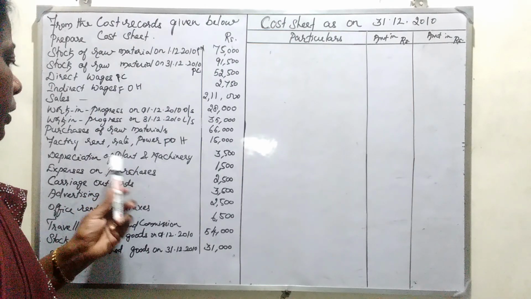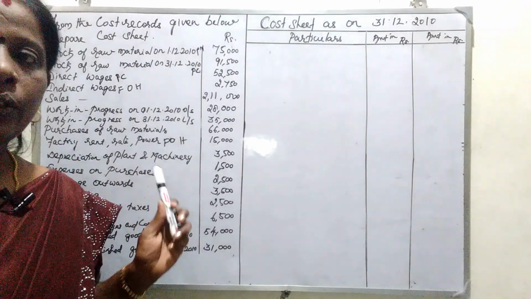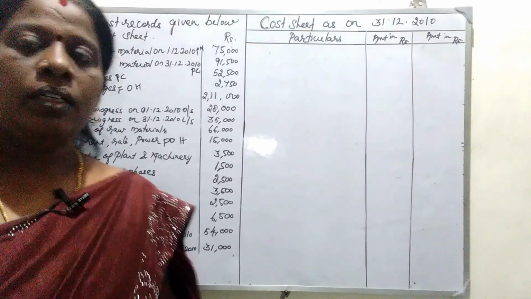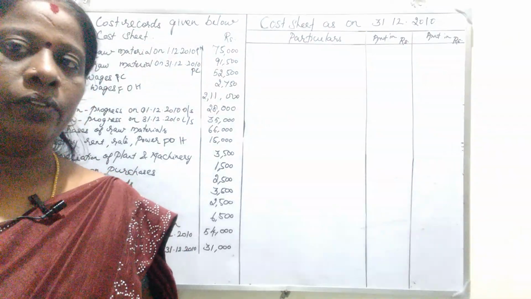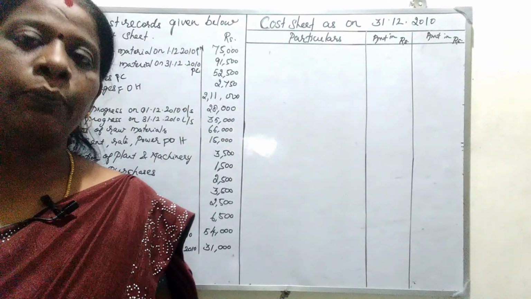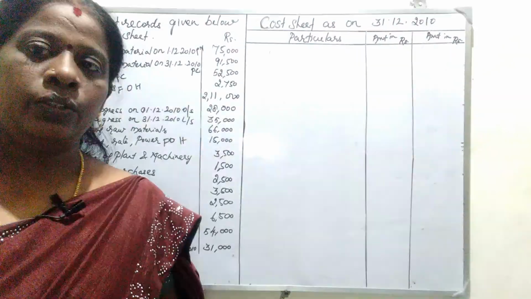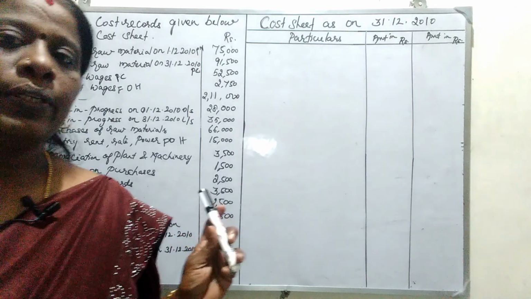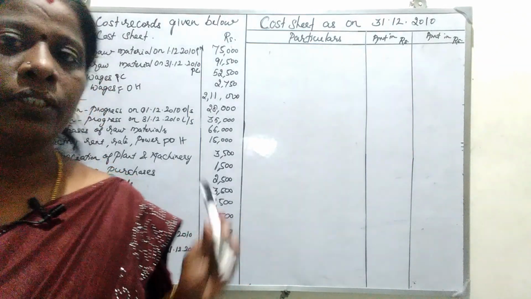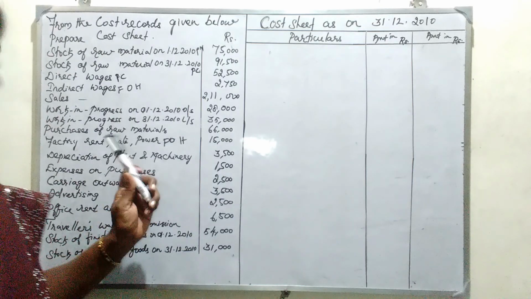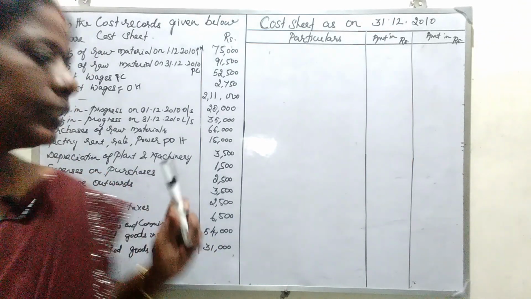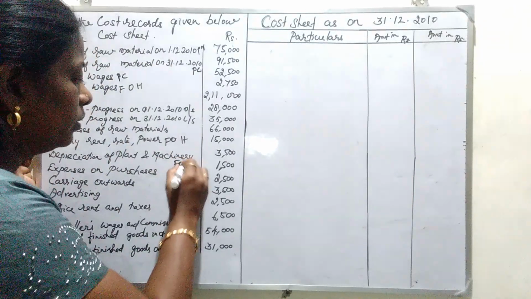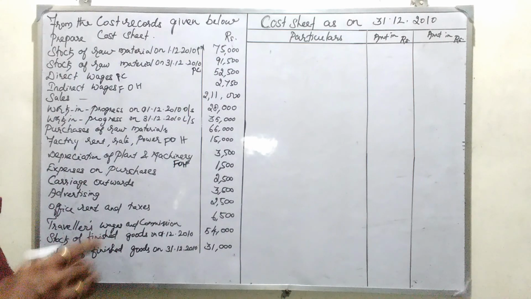Depreciation of plant and machinery. What is the meaning of depreciation? The machine value is reducing year by year, and after a certain period of time it will come to zero value. Every year we calculate a certain amount as depreciation for the plant and machinery. The machines are used in the factory, so this expense comes under the factory overhead.